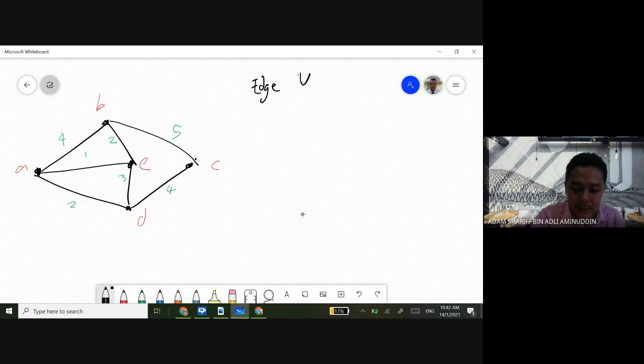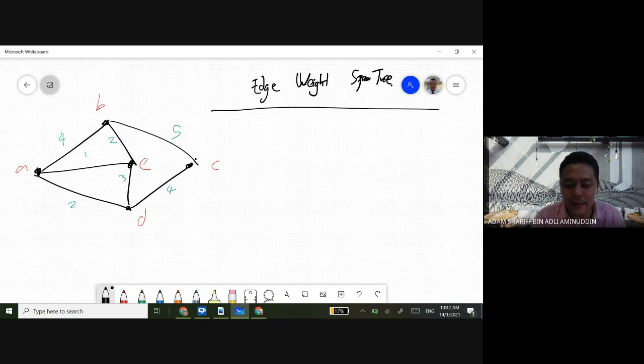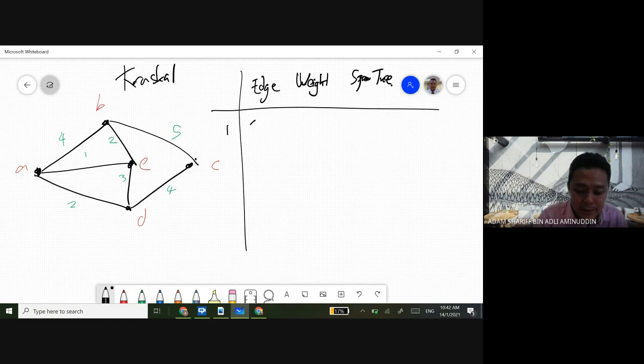Weight. And the current spanning tree. Okay, right now, Kruskal eh. For the first iteration, we start with the smallest one, which is the AE. And the weight is 1. And I update my drawing. AE.